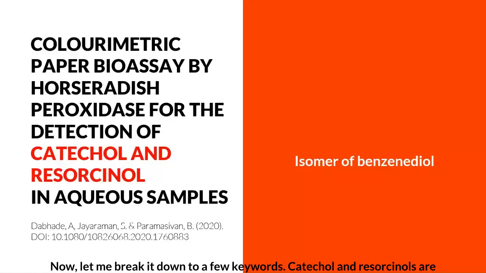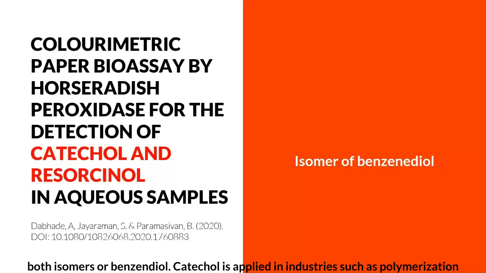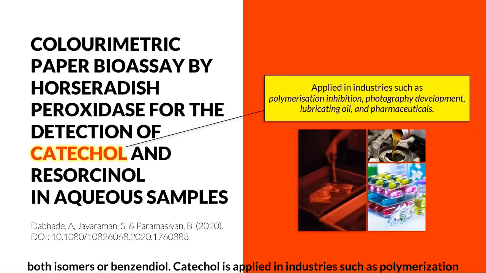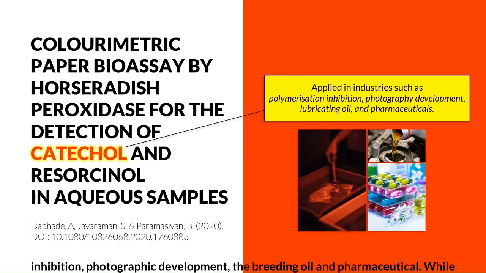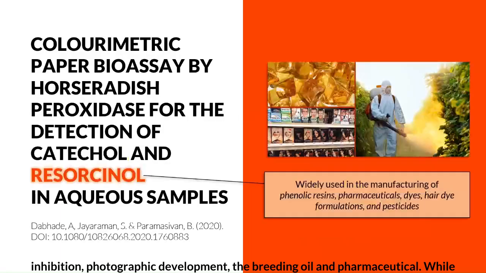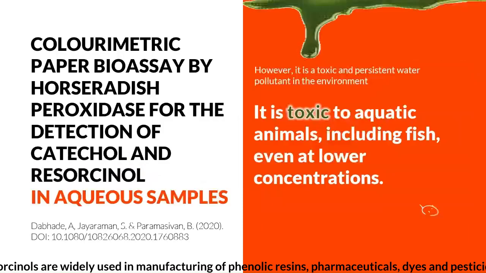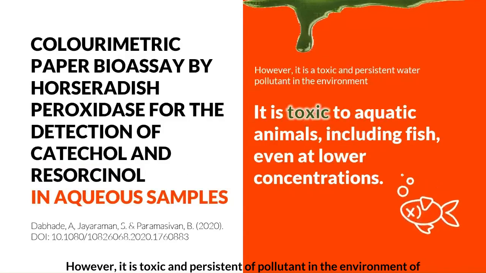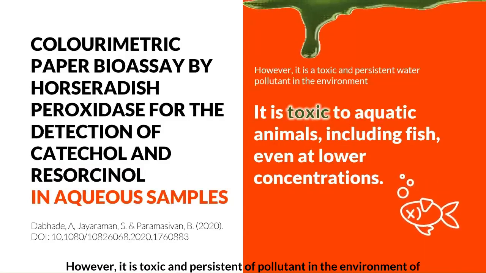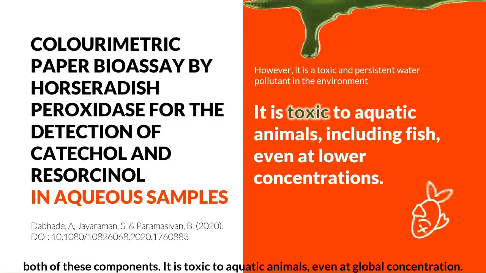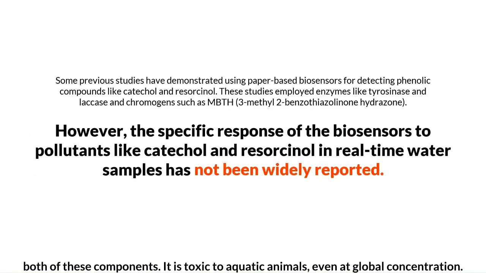Catechol and resorcinol are both isomers of benzene. Catechol is applied in industries such as polymerization inhibition, photography development, lubricating oil, and pharmaceuticals, while resorcinol is widely used in manufacturing of phenolic resins, pharmaceuticals, dyes, and pesticides. However, both of these compounds are toxic and persistent pollutants in the environment. They are toxic to aquatic animals, even at lower concentrations.